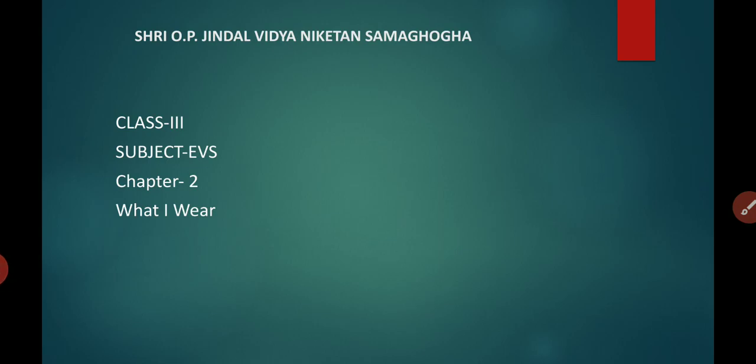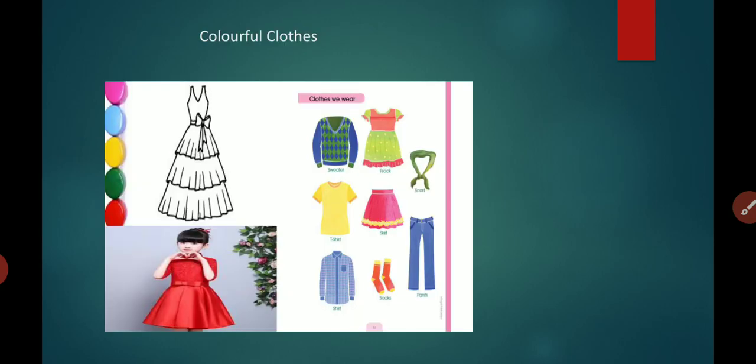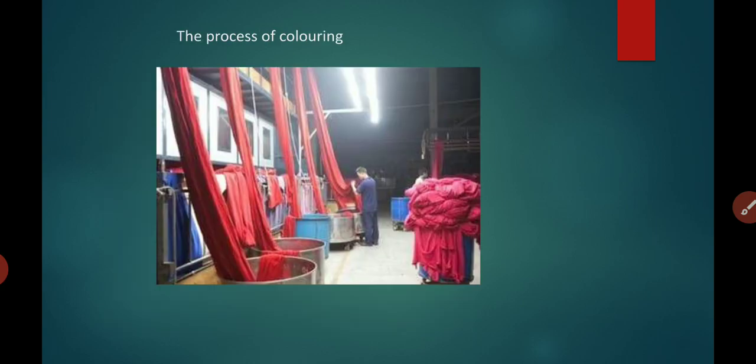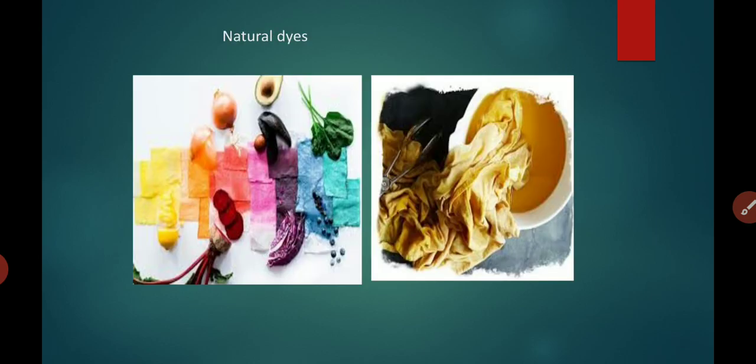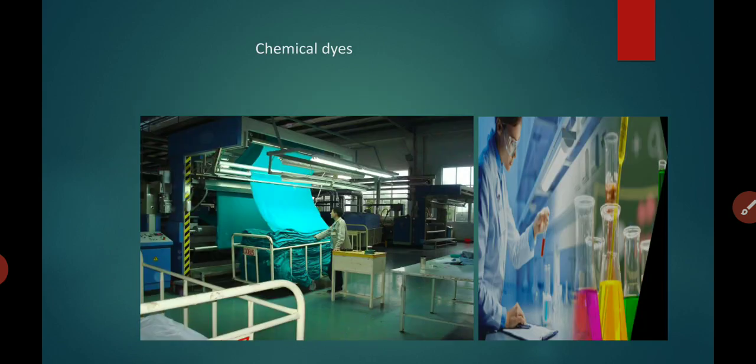In the previous class, what did we study? Do you remember? Take a quick look. We studied about colorful clothes, the process of coloring. How do we dye the clothes? About natural dye. Natural dyes are obtained from plants and vegetables. About chemical dyes. Chemical dyes are made from chemicals.